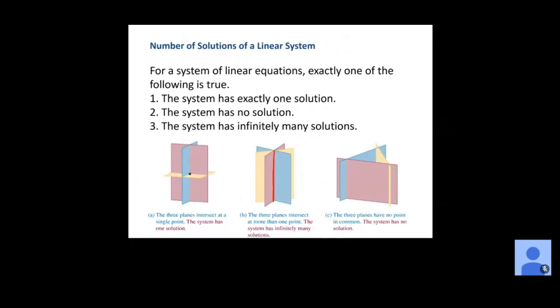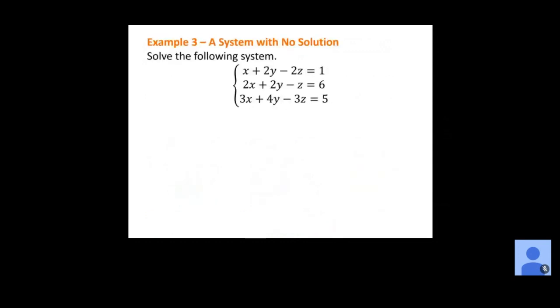But again, the three options are the same as if we had two variables. You're either going to have one solution that's an ordered triple, no solution, or many solutions. And so let's take a look at this one now.